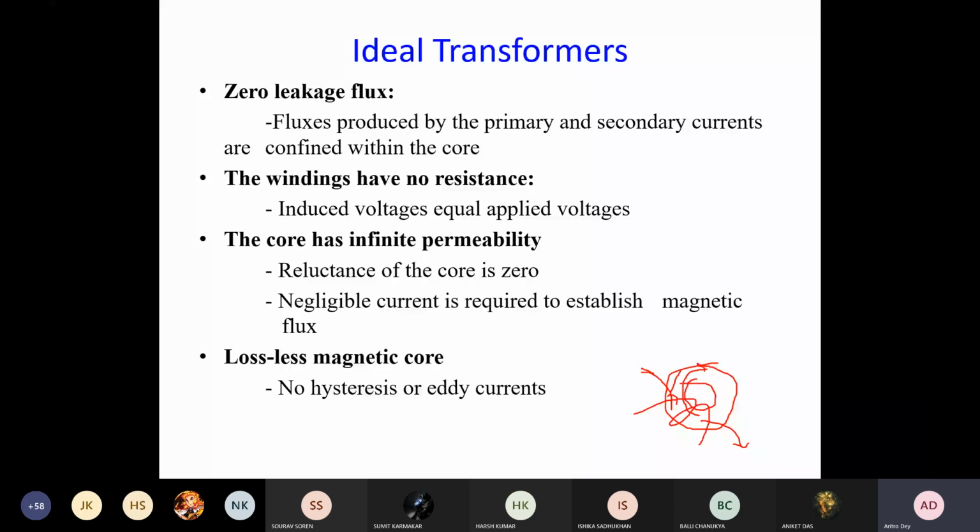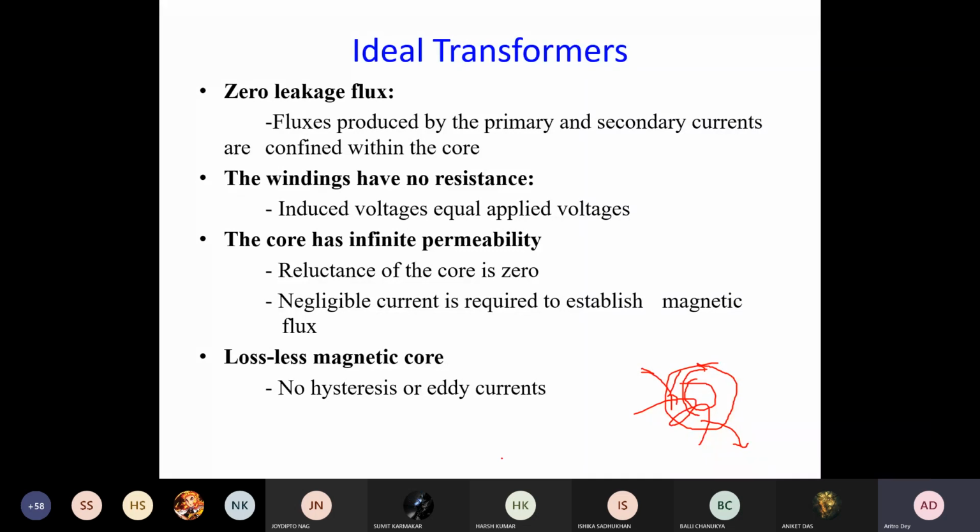Whenever there is a flux, there will be inductance produced, and that inductance will have a reactance, which is omega into L, when we apply it in an AC circuit. And the transformer we are using with an AC supply or AC source, right? Windings have no resistance. This is also an ideal situation. Windings will have resistance, but it will be very small in practical cases. But you cannot totally eliminate the resistance, so resistance will be there. The core has infinite permeability. This is also not true.